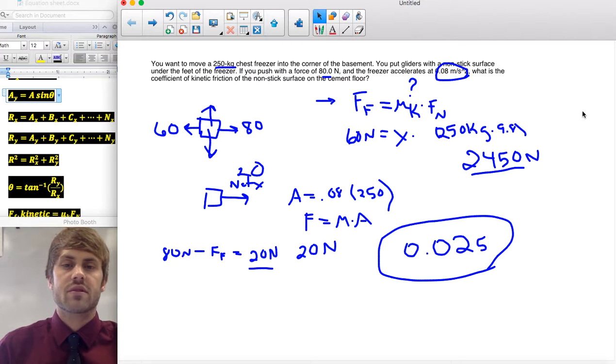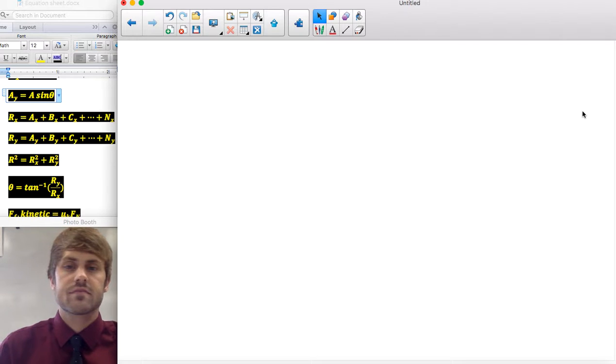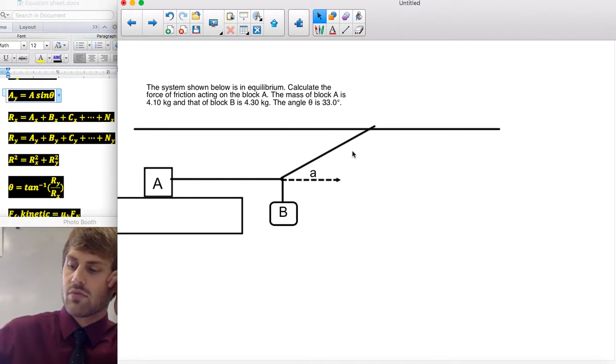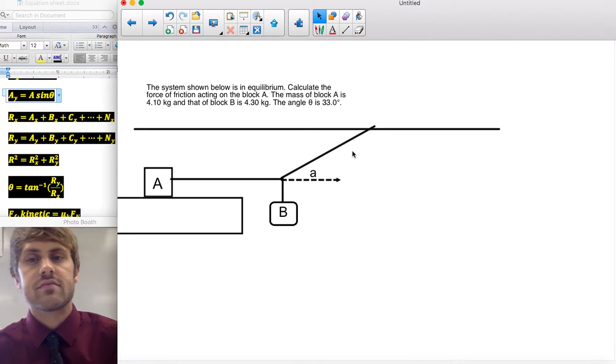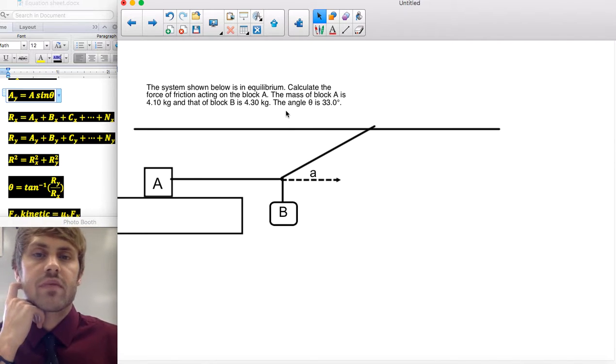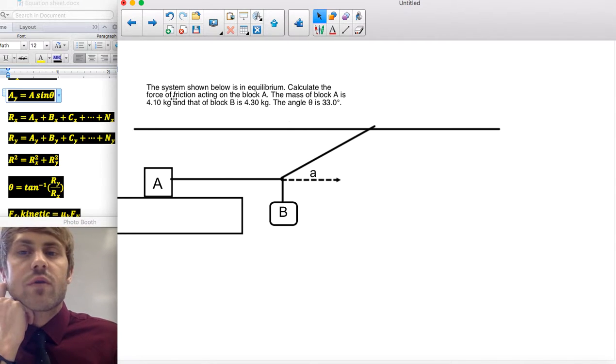Okay, that is problem number 1. Alright, here is our second and slightly more complicated problem. So, in this problem we have a system that's in equilibrium. We're going to calculate the force of friction acting on the block A.